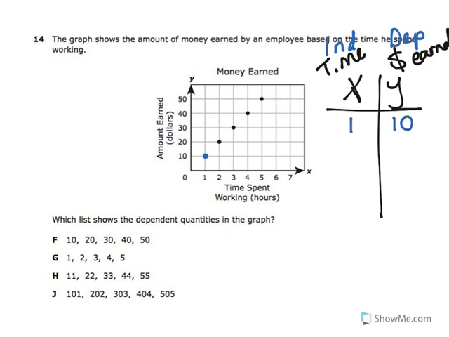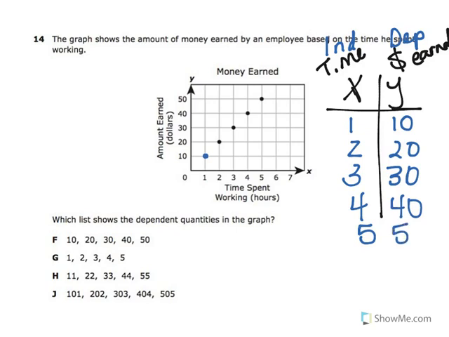The next one, my X is 2 and my Y is 20. And then my X is 3 and my Y is 30. And then my X is 4 and my Y is 40. And my X is 5 and my Y is 50. So my dependent will be these numbers right here. So therefore my answer is going to be F.